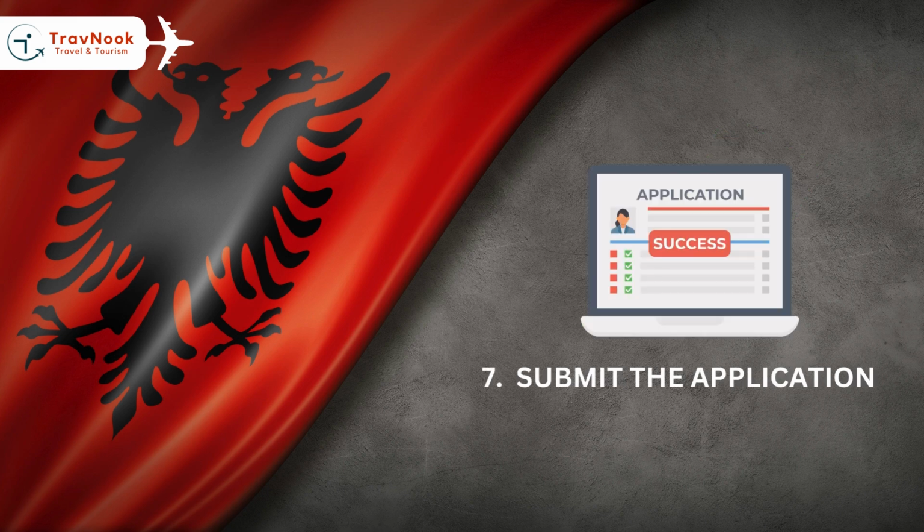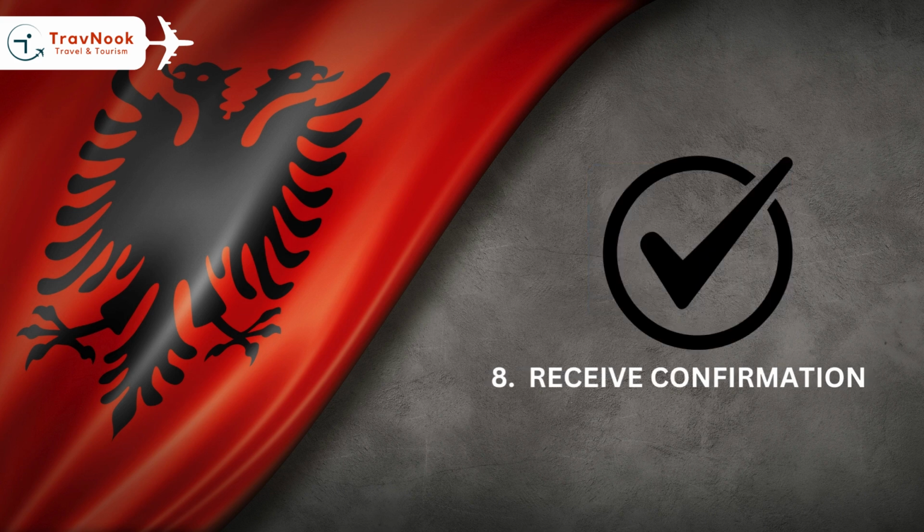7. Submit the application. Review all the information and documents before submitting your application. Double-check for any errors to avoid delays. 8. Receive confirmation. After submitting your application, you will receive a confirmation email with a reference number. Save this reference number as you may need it to track your application status.